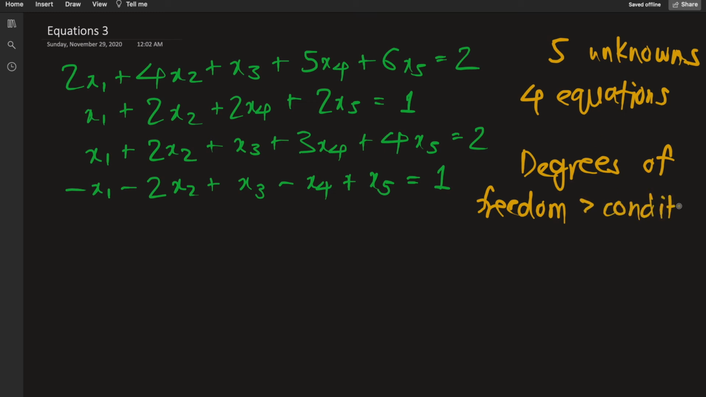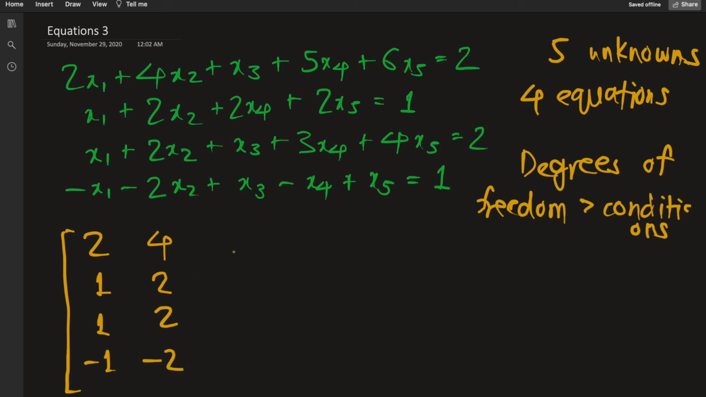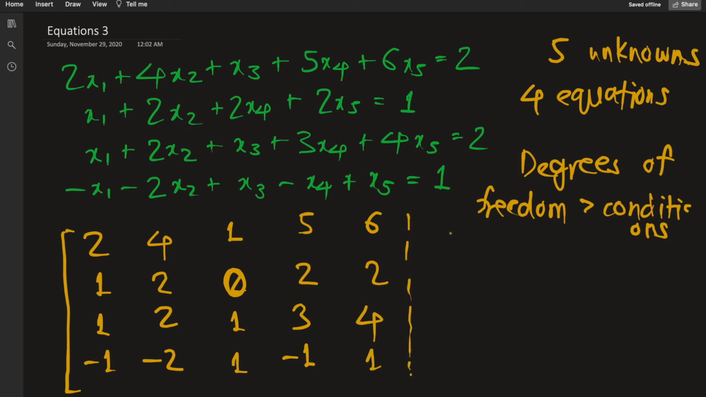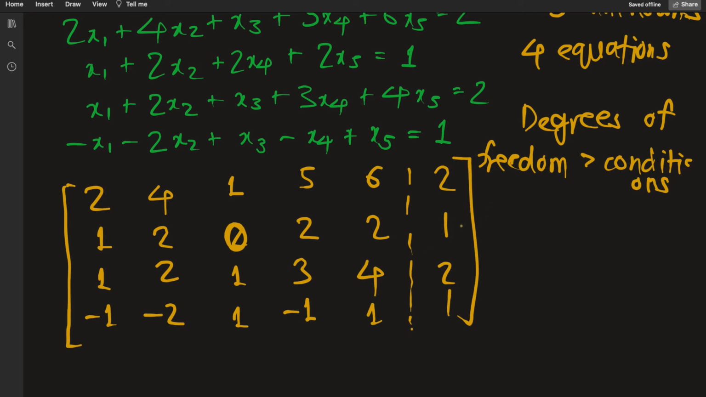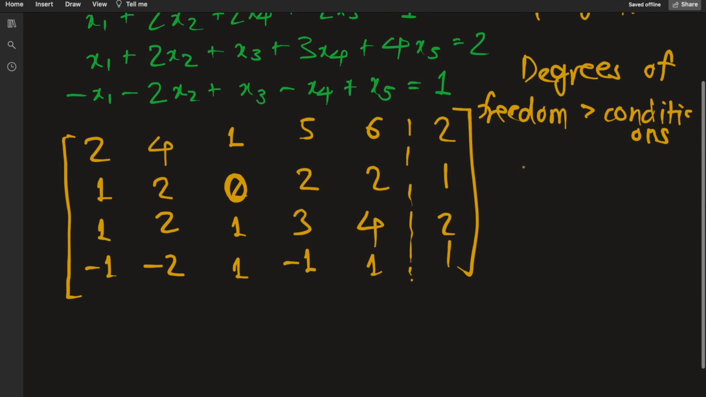Then we have conditions. So if we write this in an augmented matrix system, ignoring this column of constants on the other side of the dotted line, we see that the columns are greater than the rows in this case. So if you remember, it's that system.